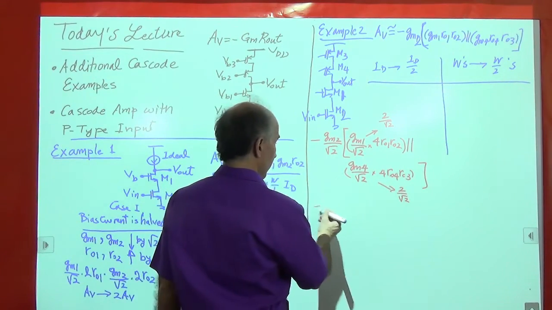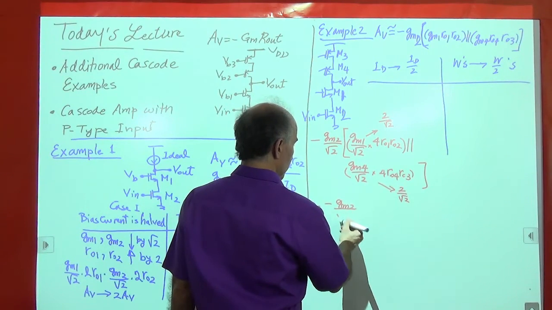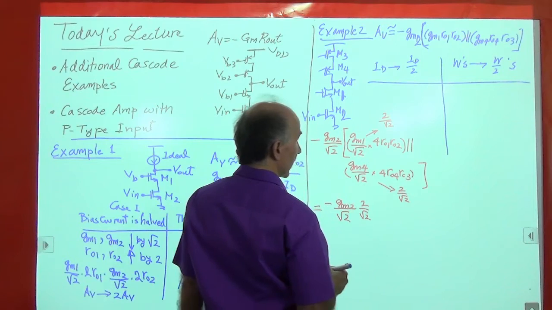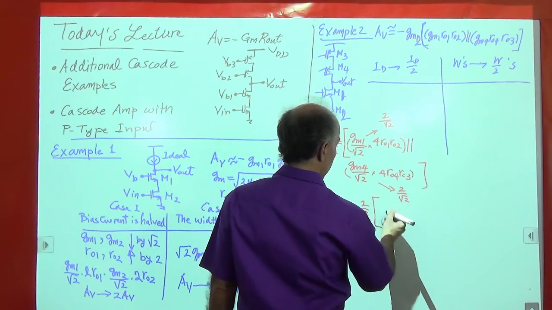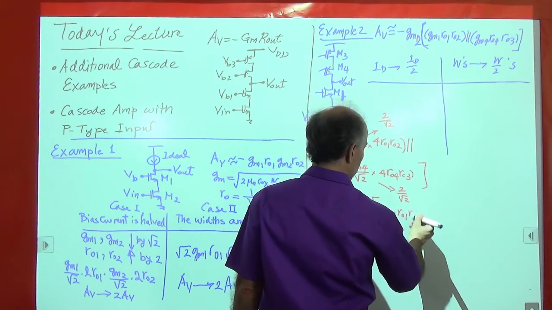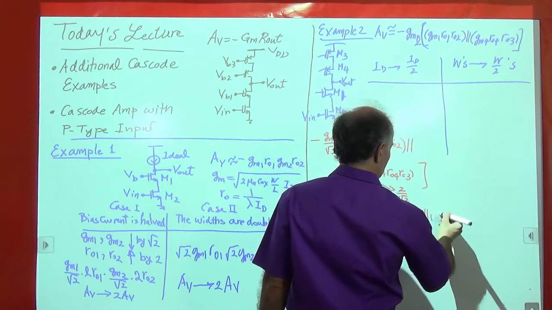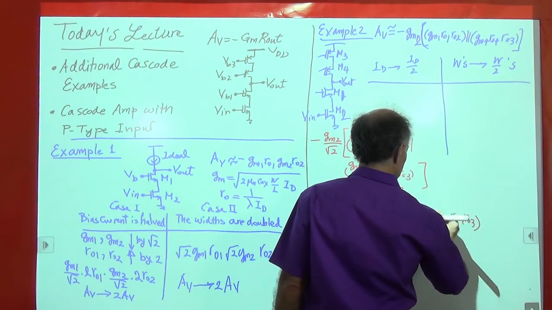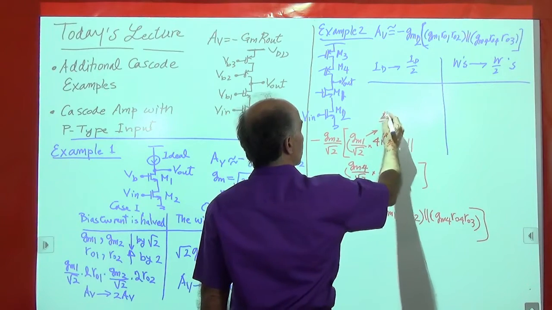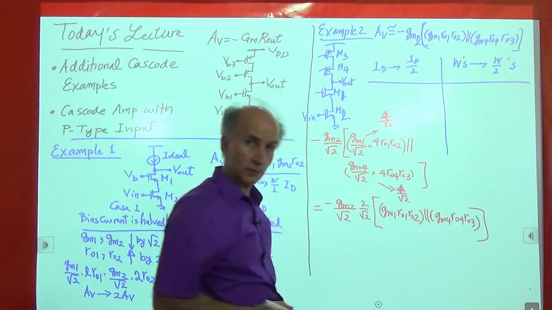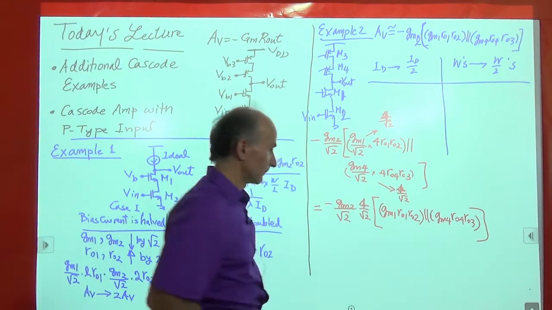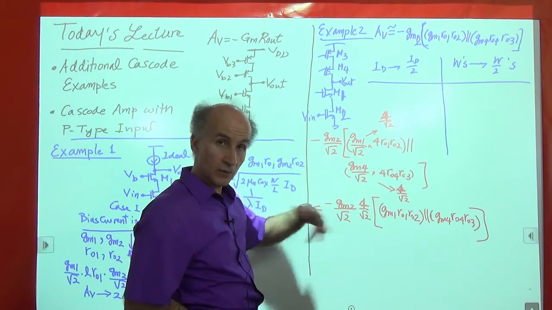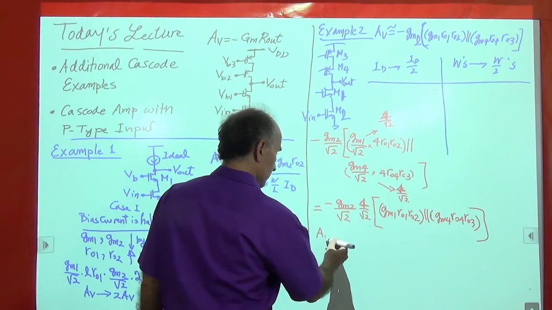In other words, we can factor this out. So then we have minus GM2 over square root of 2 as before. We factor this out, 2 over square root of 2, and then we have the original expression: GM1 RO1 RO2, and the whole thing in parallel with GM4 RO4 RO3. Okay, I made a mistake here. This should be 4 over square root of 2, right? So the net result is that these two give us a factor of 2, this gives a factor of 4, so the net result is a factor of 2. We see that AV goes to 2AV.